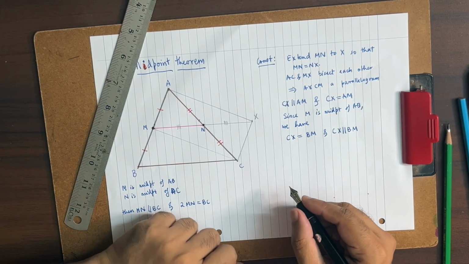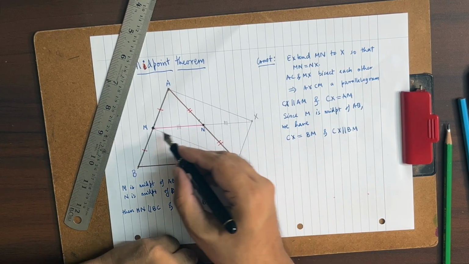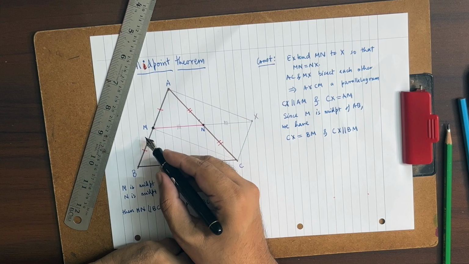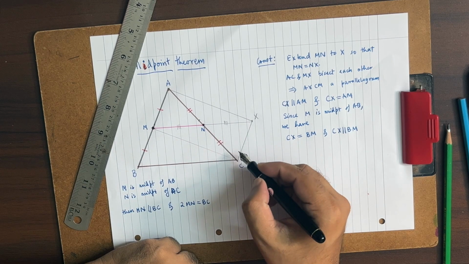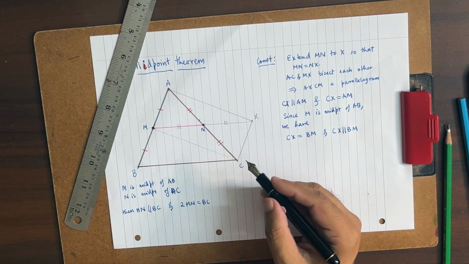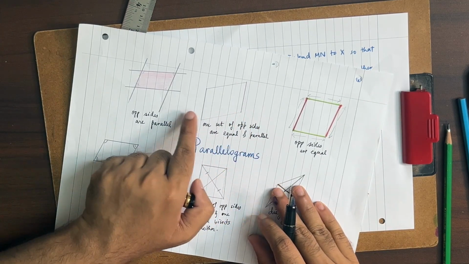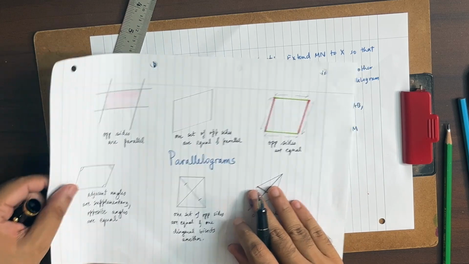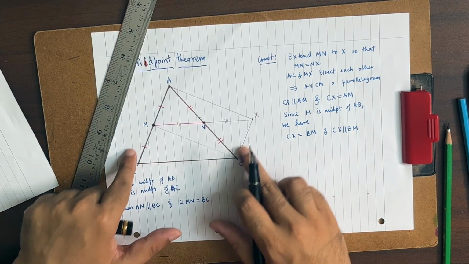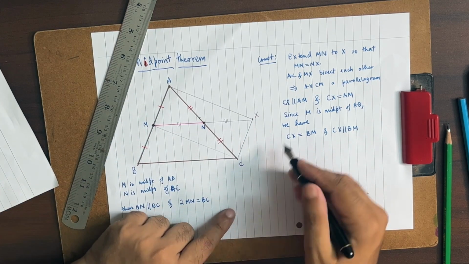Now, what does that mean? Well, this means in the quadrilateral MXCB, you have one set of opposite sides parallel and equal. And remember, that was one of the definitions of a parallelogram. If you have one set of opposite sides equal and parallel, then that's again a parallelogram, right? So you have one set of opposite sides equal and parallel. That's what we proved.